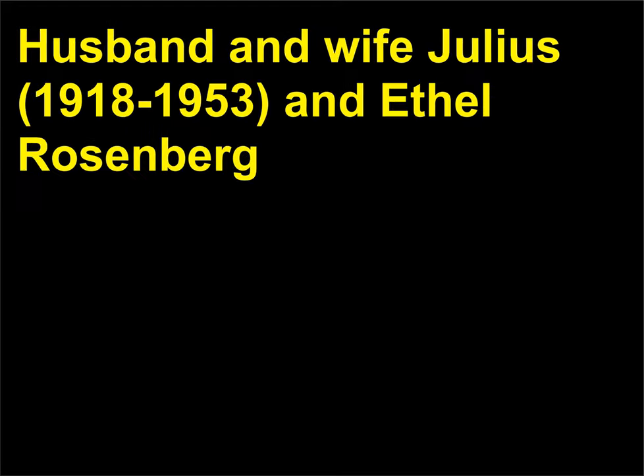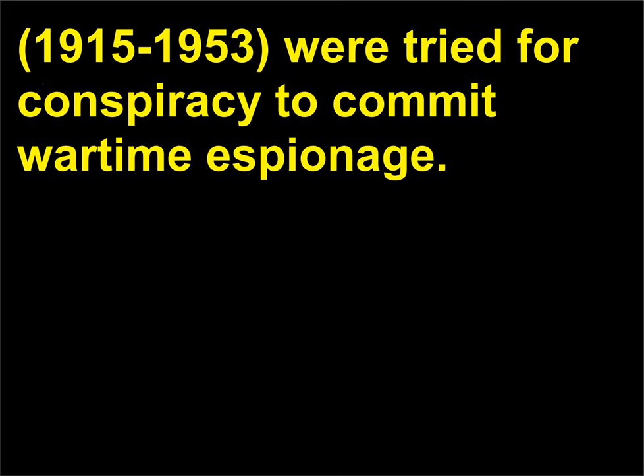Why were the Rosenbergs tried? Husband and wife Julius, 1918-1953, and Ethel Rosenberg, 1915-1953, were tried for conspiracy to commit wartime espionage.